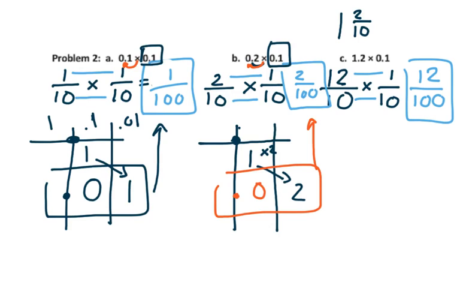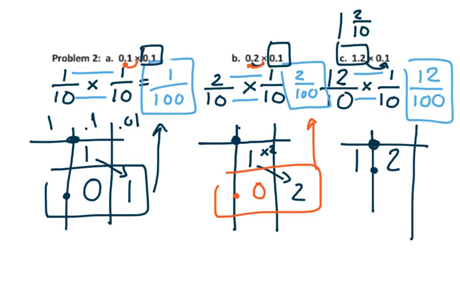And then lastly, I'm going to look at this as I have 1 2/10. And I'm going to move it over. I'm going to multiply by 1/10. So everything's going to shift over one place. That gives me 12/10. I'm sorry, 12/100ths.